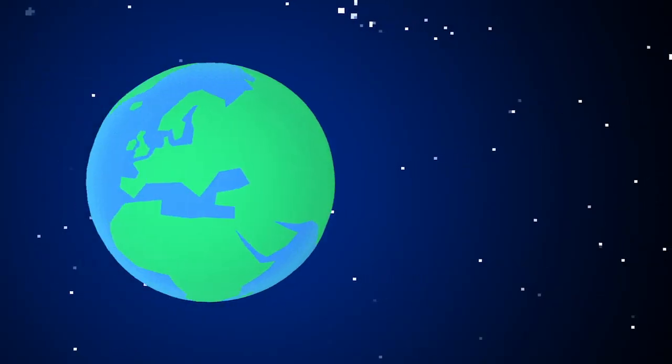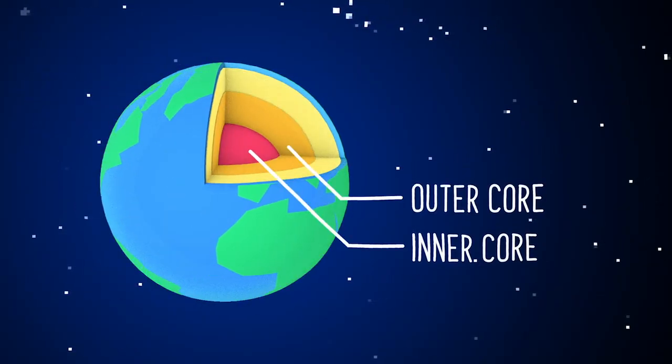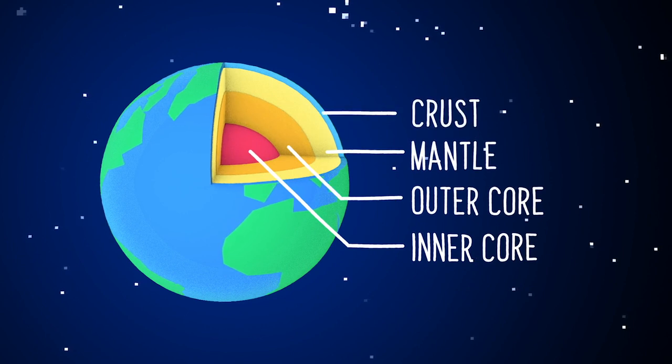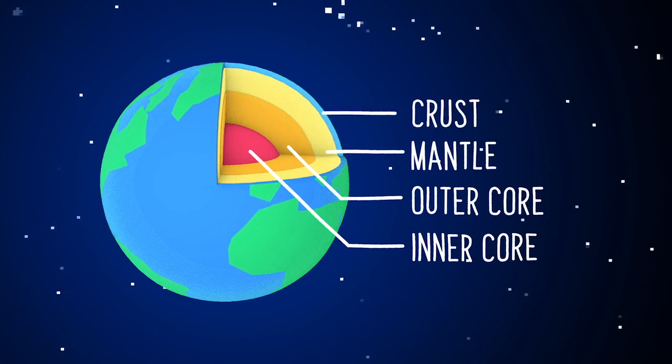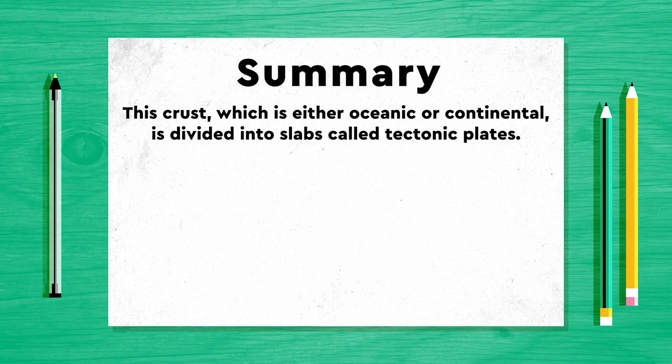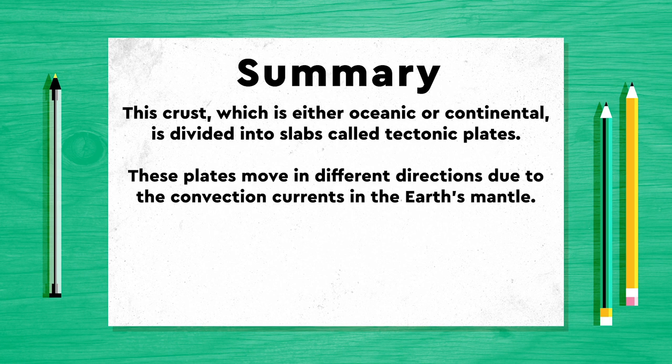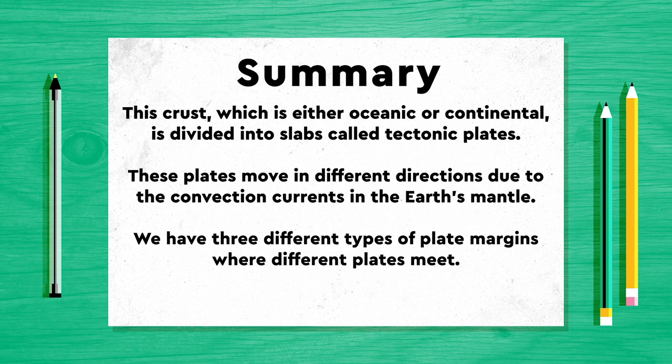So, to summarise, the Earth is made up of the inner core, the outer core, the mantle, and then the crust. This crust, which is either oceanic or continental, is divided into slabs called tectonic plates. These plates move in different directions due to convection currents in the Earth's mantle. Because of this, we have 3 different types of plate margins where different plates meet.